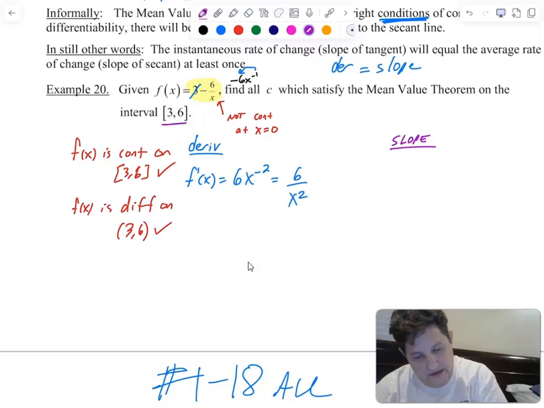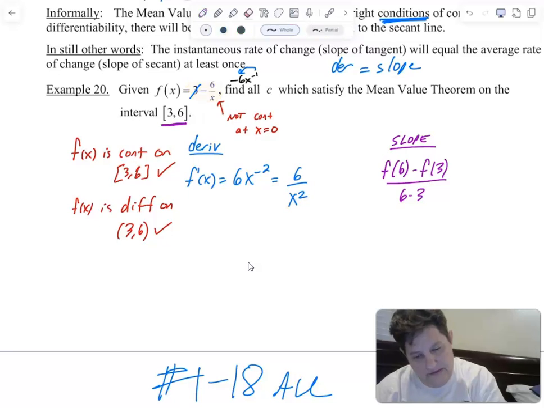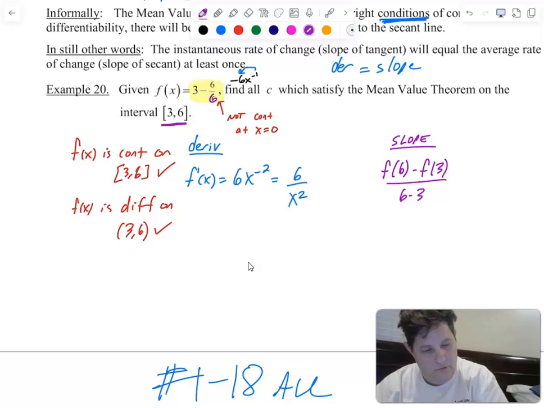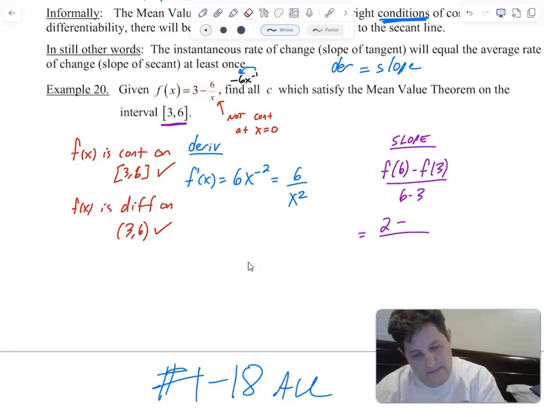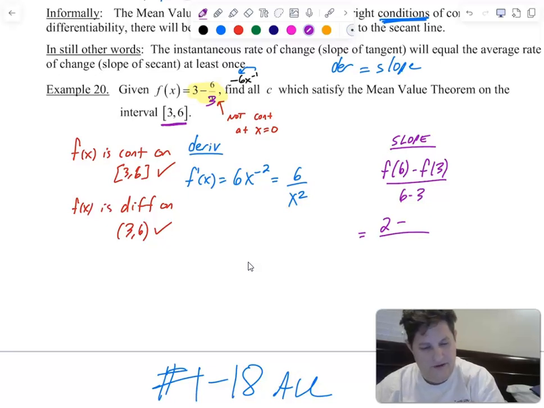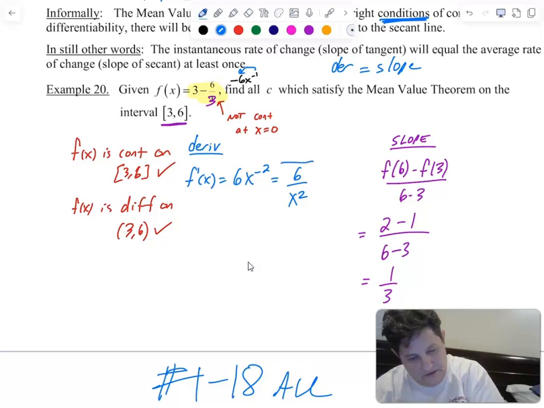Now, for the slope, you take your endpoints, 6 and 3, and you go f of 6 minus f of 3 over 6 minus 3. f of 6 means I go back in here and plug 6 into my original problem. If I plug in 6, I get 3 minus 1, which is 2. And then I have to go back and plug 3 into my original problem. 6 divided by 3 is 2. 3 minus 2 is 1. So I get 1 over 3. That's my slope.